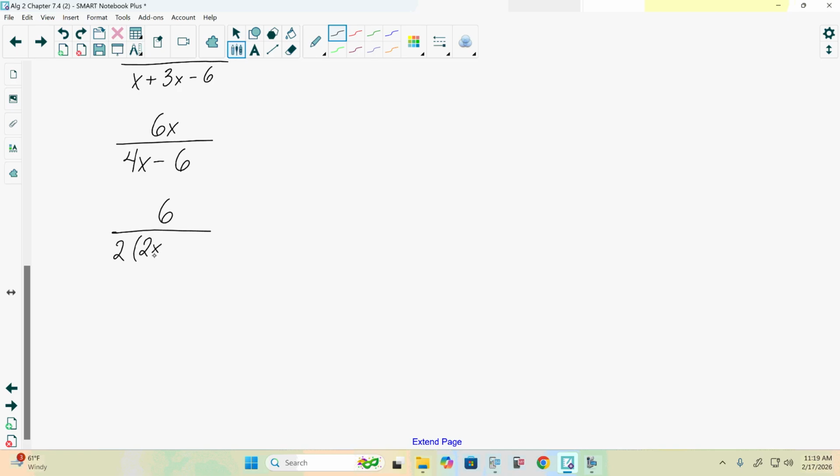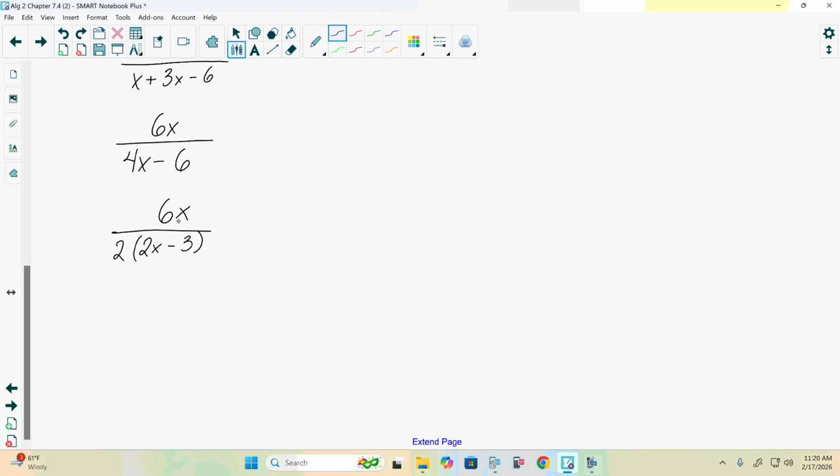4x divided by 2 is going to be 2x minus 3. Because when I divide 6 by 2, we factor that out, we get 3. Yes, it would. I just forgot to write it. The x would be on top with the 6 still. Questions on how we got here?